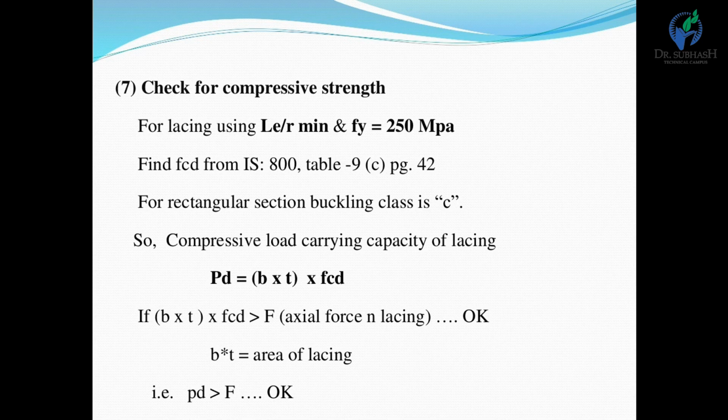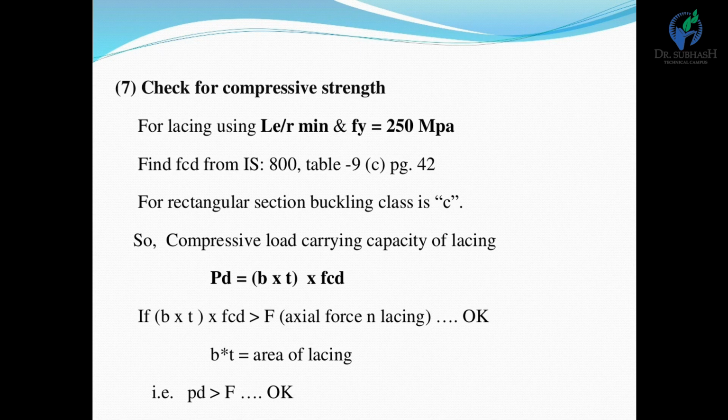So for a built-up section, the buckling class is C. That is why we use Table 9C on page number 42 to find fcd. Once we calculate L effective, and decide r minimum according to the steel table, then according to LE upon r minimum, using Table 9C we can find fcd. For a rectangular section the buckling class is C, as I already discussed.